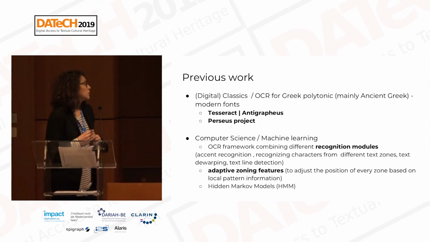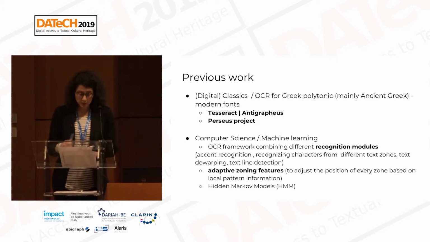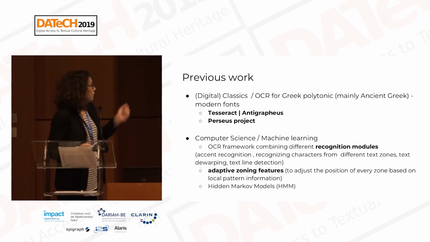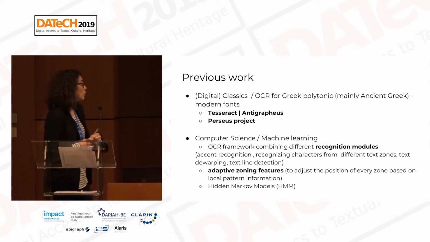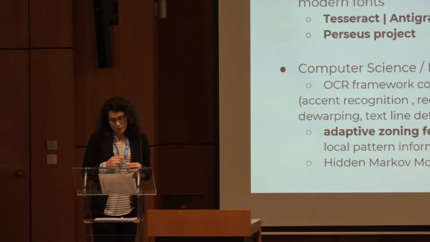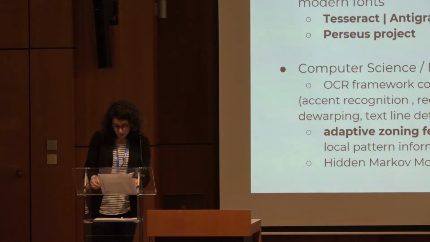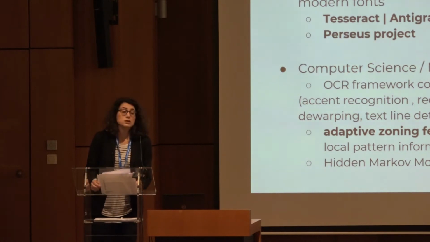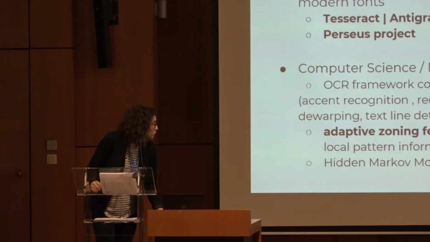In the area of computer science and machine learning, we also have interesting developments. So there is an OCR framework combining different recognition modules, such as accent recognition, recognizing characters from different text zones, or text line detection. There is another solution, or an upgrade of the system, using also adaptive zoning features. And also there is a recent recognition system based on hidden Markov models, which is also under development. I think it's an interesting approach to observe.